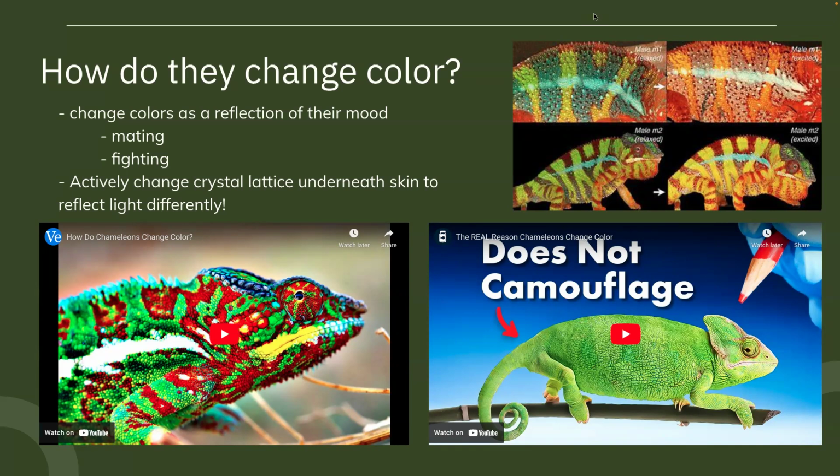They have these nanocrystals under their skin, and they form a lattice. And the arrangement of these nanocrystals affects how light is reflected, affecting what color we're seeing. So they can change them to make them more condensed or less condensed to produce these different reflections of colors. These two videos here really describe it well and draw it out, so I do recommend watching that.